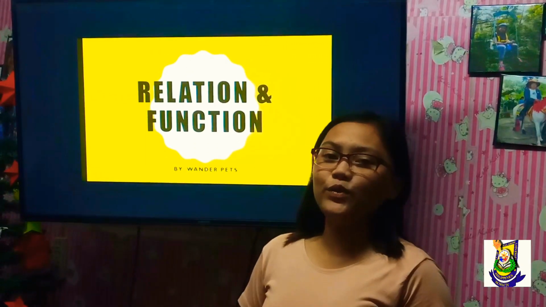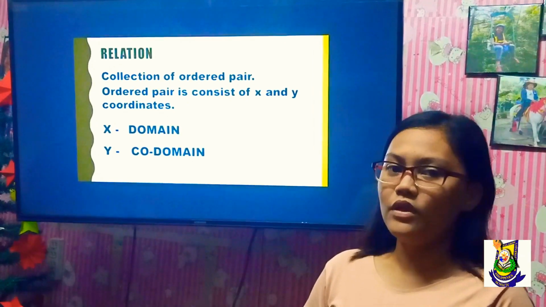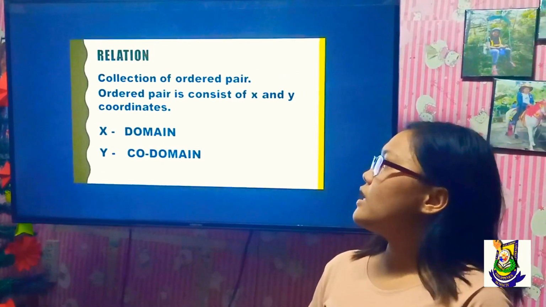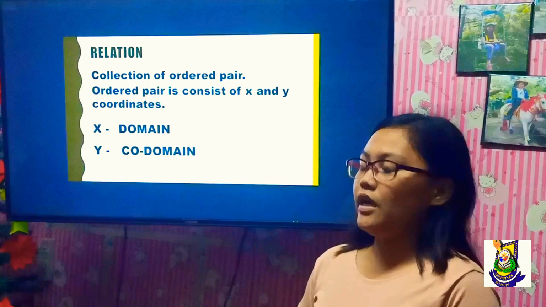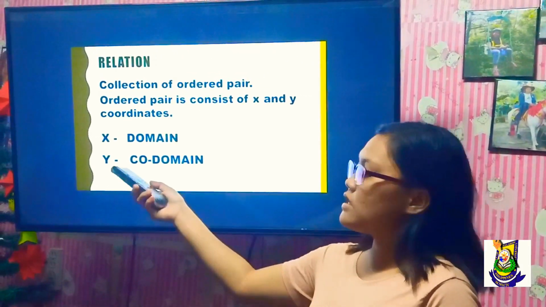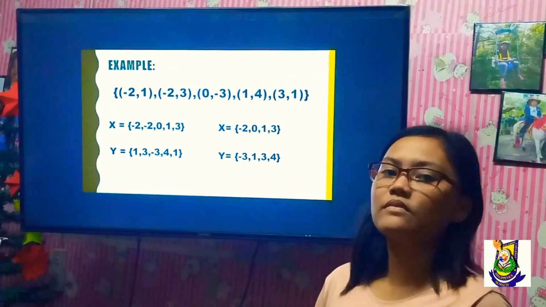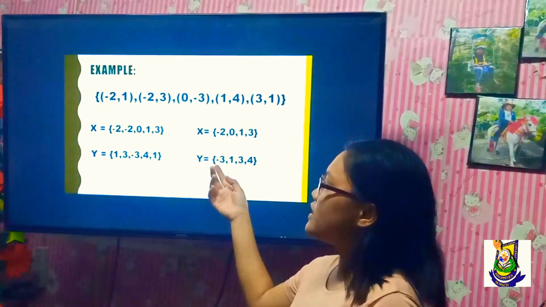Brackets, and we will be talking about relation and function. A relation is a collection of ordered pairs. An ordered pair consists of x and y. x corresponds to the domain and y corresponds to the codomain. We have here an example set.